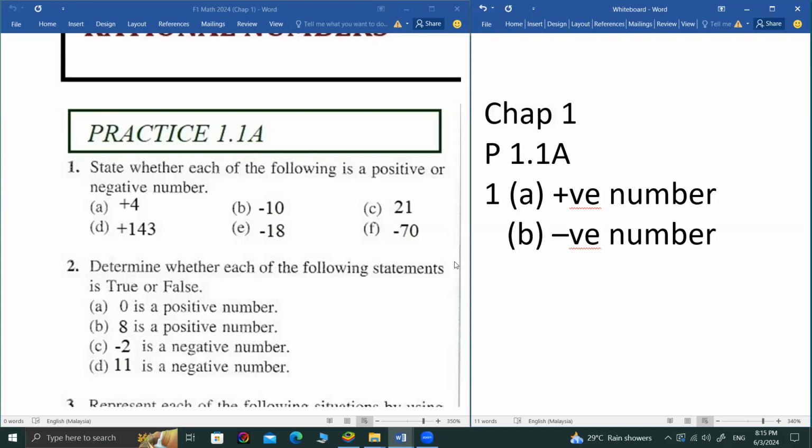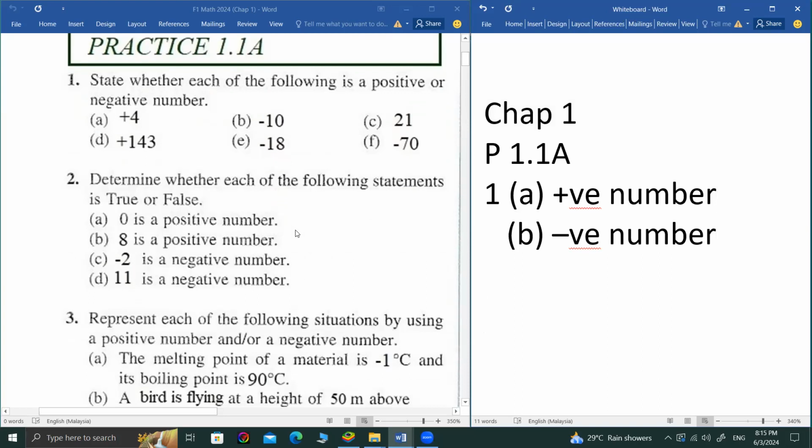Every single question you have to follow. Means for the questions I ask you to try, yeah.